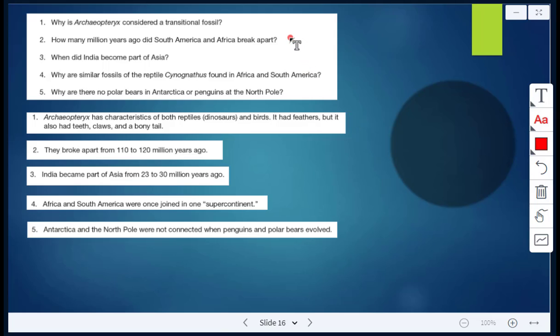How many years ago did South America and Africa break apart? From 110 to 120 million years ago. When did India become part of Asia? 23 to 30 million years ago.